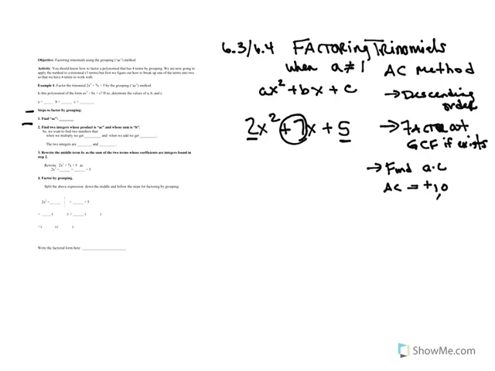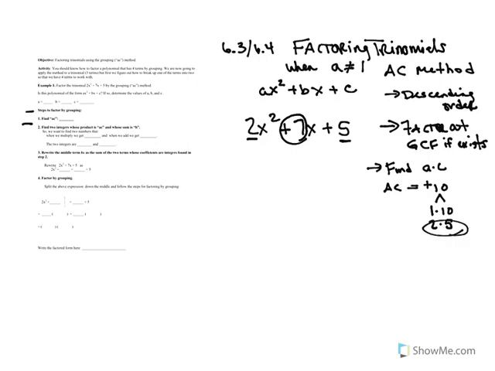So we need factors of 10 that can somehow create a 7 through addition or subtraction. We want to find two numbers that when we multiply, we get positive 10, and when we add, we get positive 7. This is where we do our scratch work. What are the pairs? 1 and 10 can't give us 7. 2 and 5, yeah, I think that'll work.